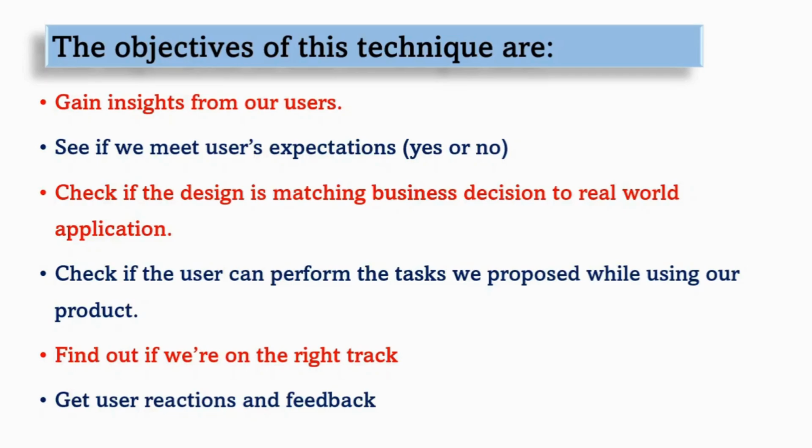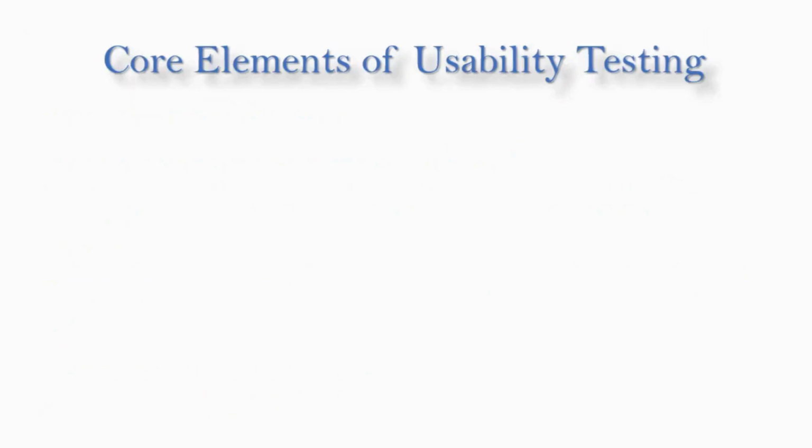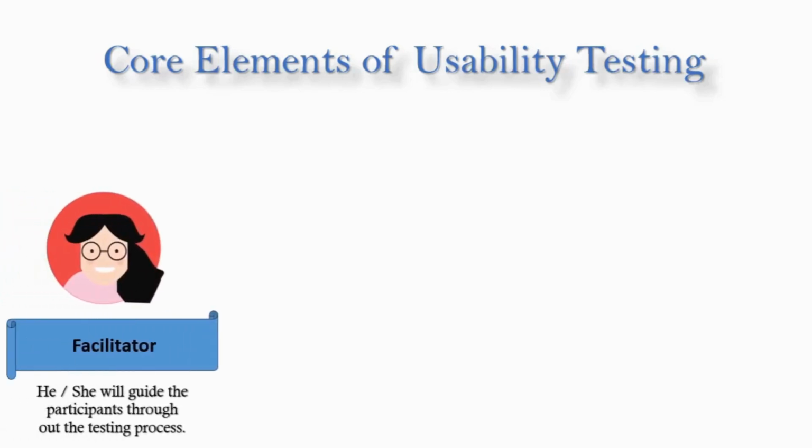So these are our objectives of the technique. Now, what are the core elements of usability testing? There are some elements by which we are going to perform the usability test. So what are those core elements? The first element is the facilitator. He or she will guide the participants throughout the testing process. So the facilitator is the person who is going to guide the participant throughout the testing process.